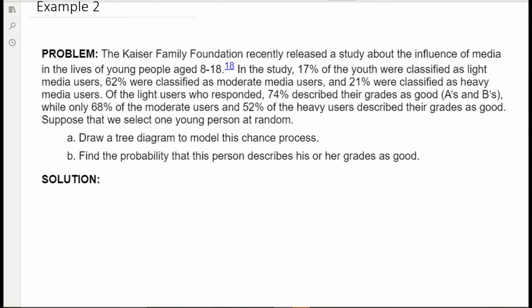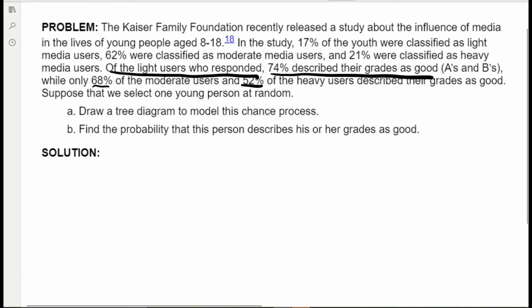So if you look at this last sentence, of the light users who responded, 74% described their grades as good. That's telling me that that is a conditional probability, right? So keep in mind that the 74% is a conditional probability, and so is the 68 and 52%. So we can demonstrate this with a tree diagram. So let's say we're looking at some students, right? The students in the study.